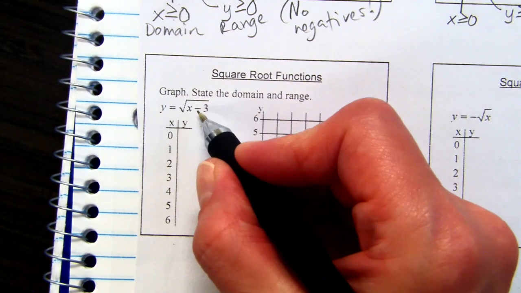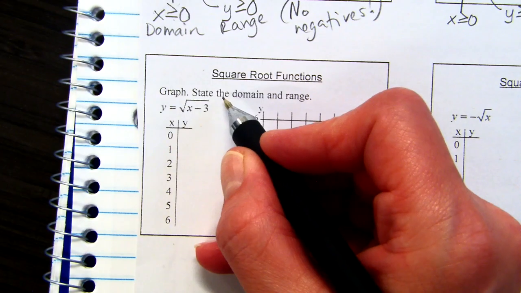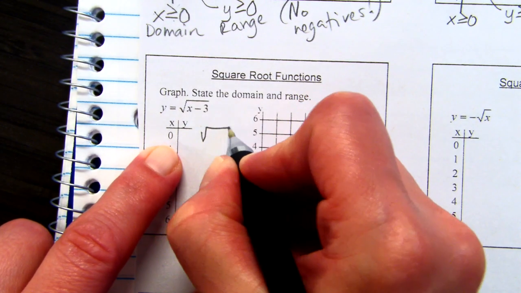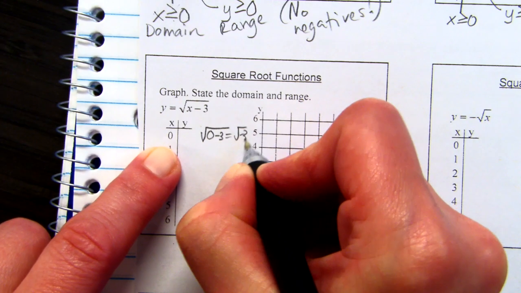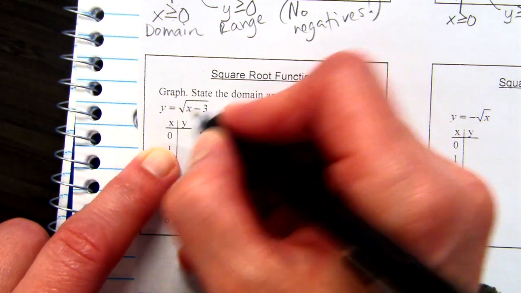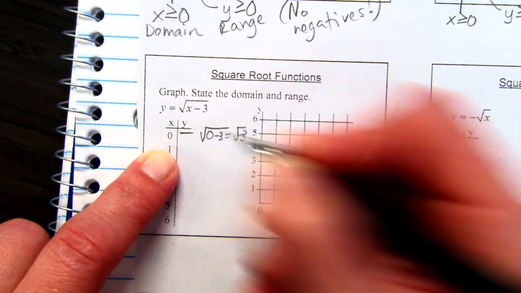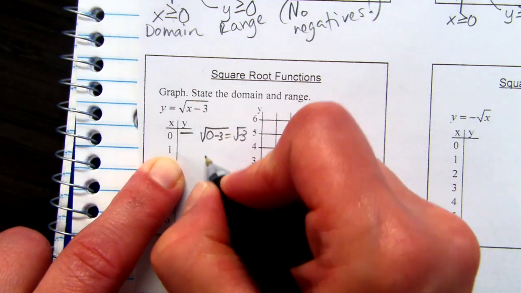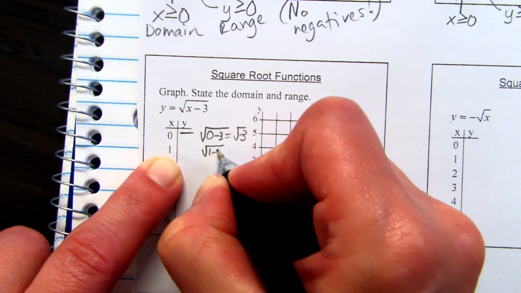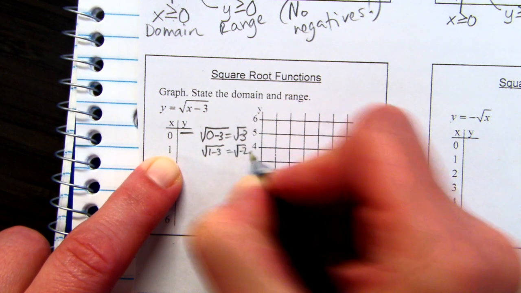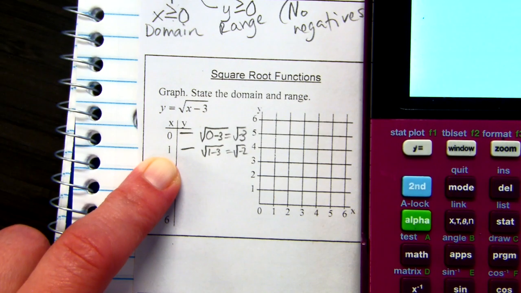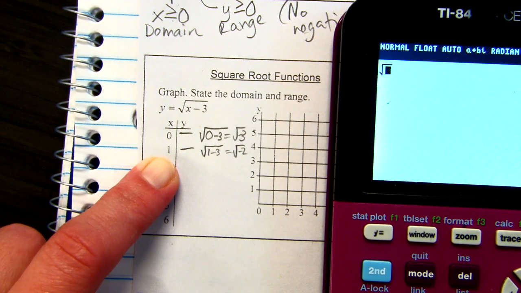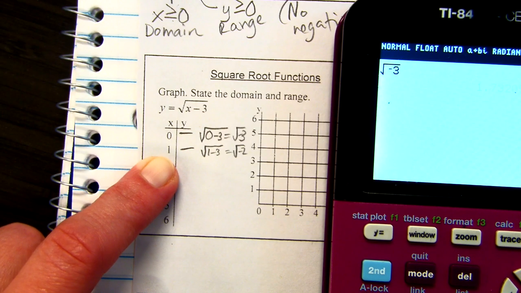So, some of them are going to be predictable, some of them are not. On this one I have minus 3, but it's inside the square root. That means I'm taking the square root of 0 minus 3, which is the square root of negative 3. Can't do that, so it's kind of a dash there. So we'll try the square root of 1 minus 3, that's the square root of negative 2. Can't do that either. If you try to do this on your calculator, let's see it.